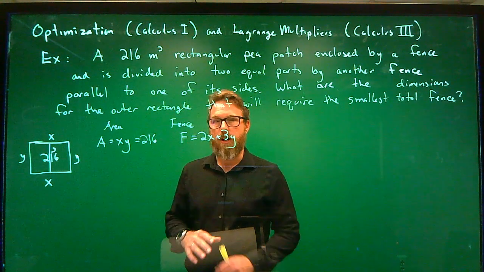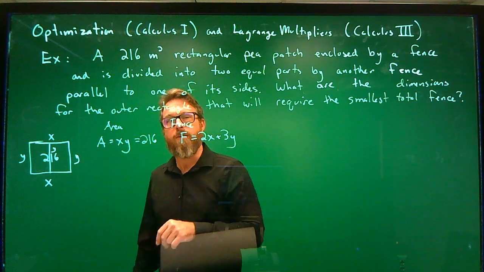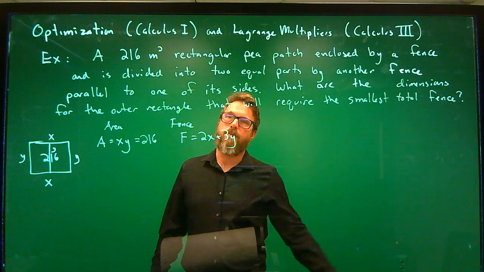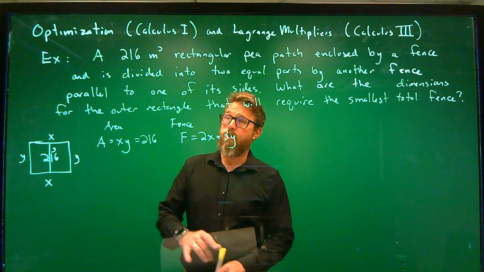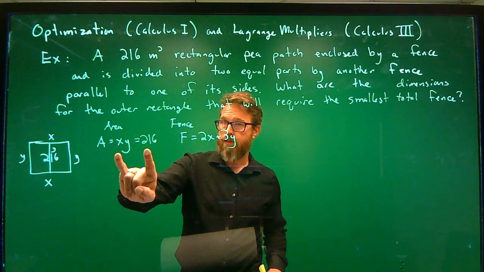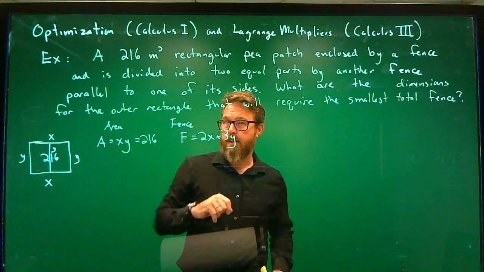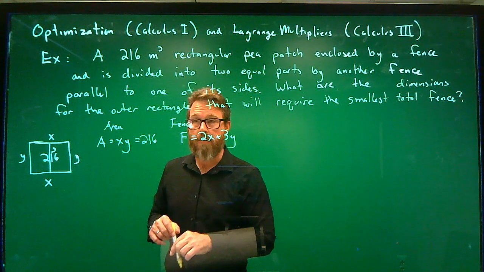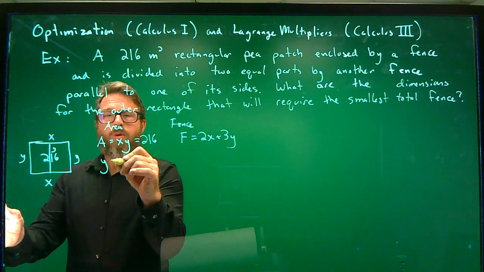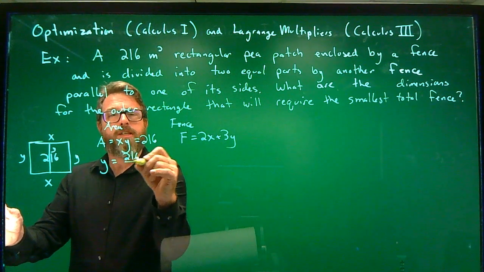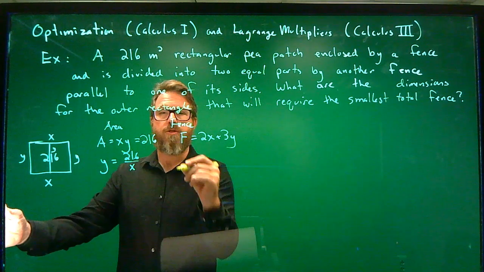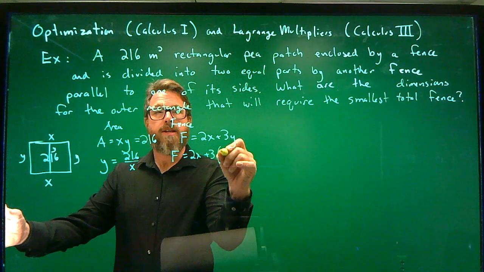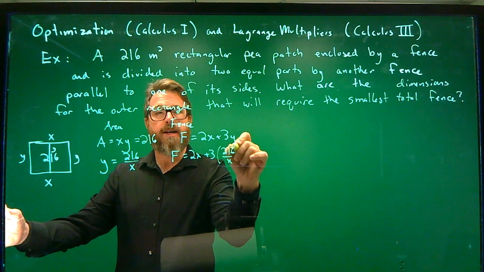So the problem with the Calc 1 class is this has two variables. This has x and y, and all we know how to do is take the derivative of just one variable. So what I'm going to do is solve this equation for one of its variables, plug it into here, and then I can take its derivative because this would now be a function of just one variable. So let's solve it for y. So y is going to be equal to 216 divided by x, and then I'm going to substitute it into here. So f is going to be equal to 2x plus 3 times 216 over x.